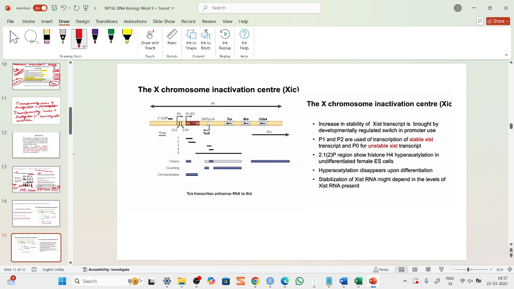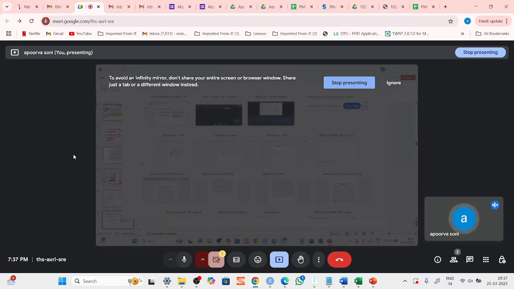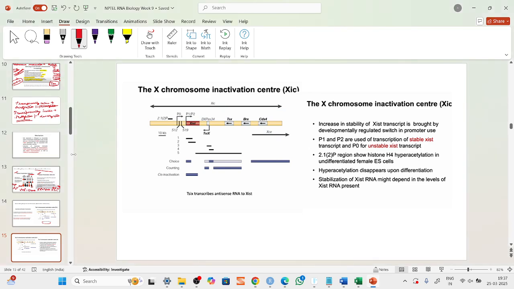What they are writing over here is the X chromosome inactivation center, which we will now be studying. The increase in stability of this transcript is brought about by a developmentally regulated switch in promoter use. P1 and P2 are used for transcription of stable Xist, and P0 is used for unstable Xist transcription. Hyperacetylation disappears upon differentiation, and stabilization of Xist RNA might depend on the levels of Xist RNA present. How Tsix and Xist regulate each other is explained in this figure.